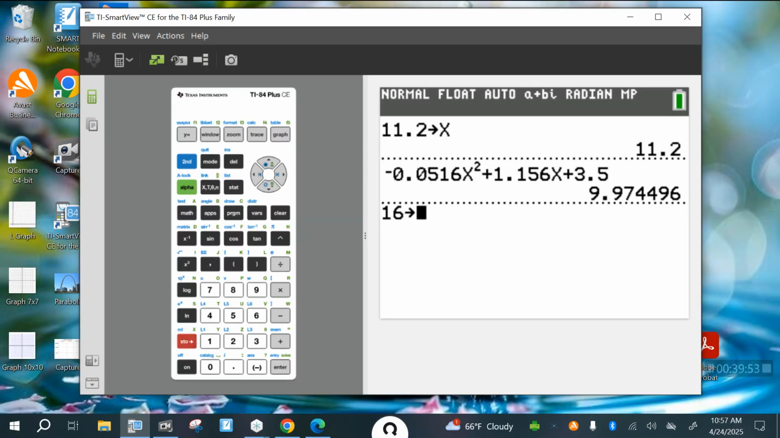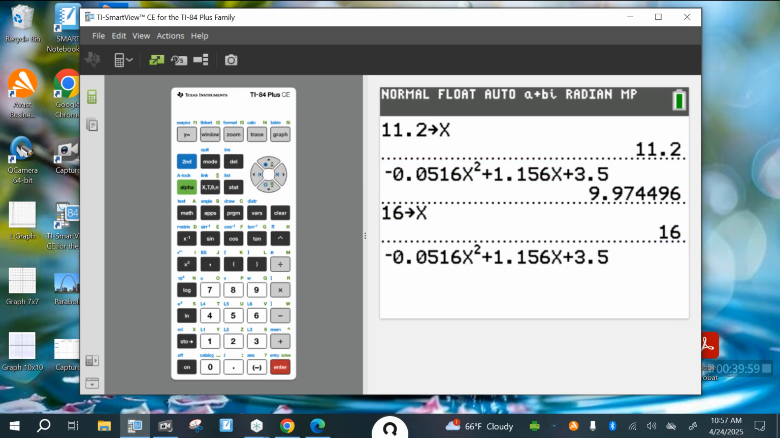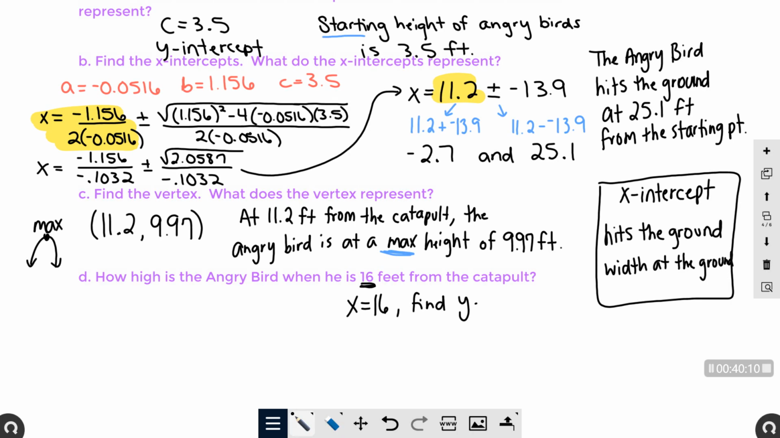So you can do 16 store as x. I had my equation typed in before, so I'm just going to up arrow and hit enter on it to pull it back. So at 16 feet, it's actually a little bit higher, so it's about 8.79. It could be that, were you looking at the dotted line? Yeah, so look at the solid line. Does that one fit better with the solid graph? There we go. All right.